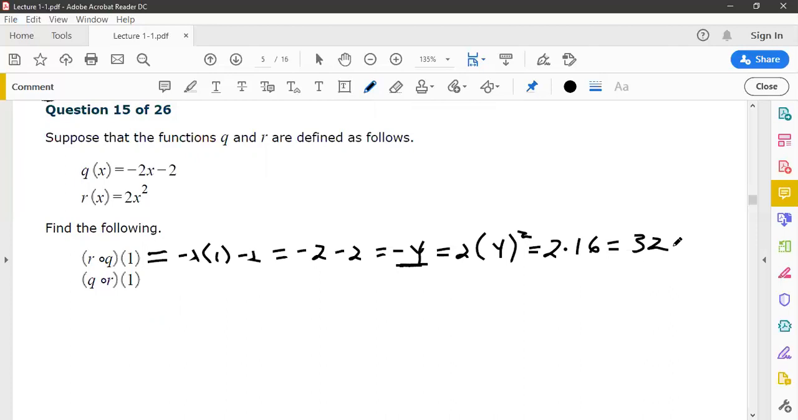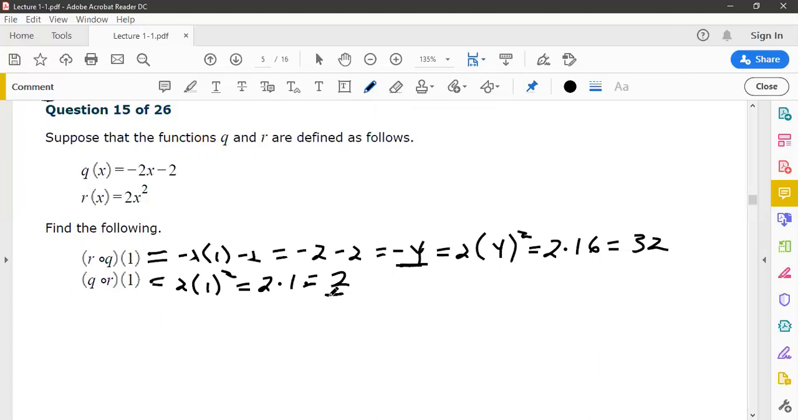The next question is Q of R of 1. Working from right to left, we take the 1 and replace it into the x in the R function. So we have 2, and now we have 1 squared. We know 1 squared is 1, so we have 2 times 1, which is 2. That's our answer for R of 1.